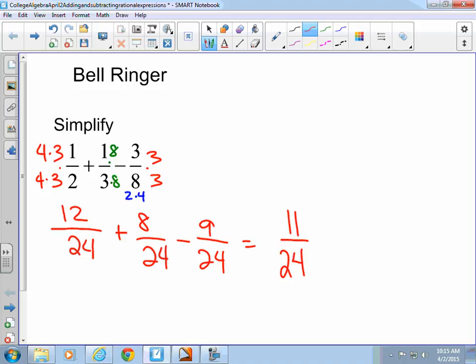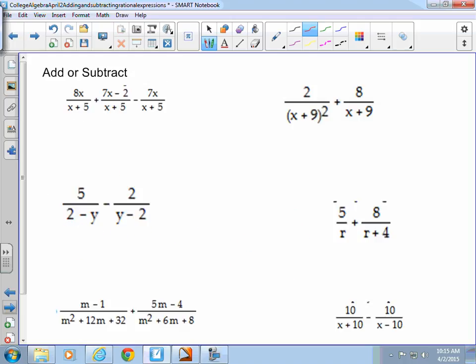Okay, any questions? That's what we're going to be doing today with variables. So we're going to add or subtract rational expressions. The first thing that has to happen is the denominators have to be the same. Write this in your notes. The only thing you can do to make the denominators the same is multiply. You can't add anything to the top and bottom. The only thing you can do is multiply.